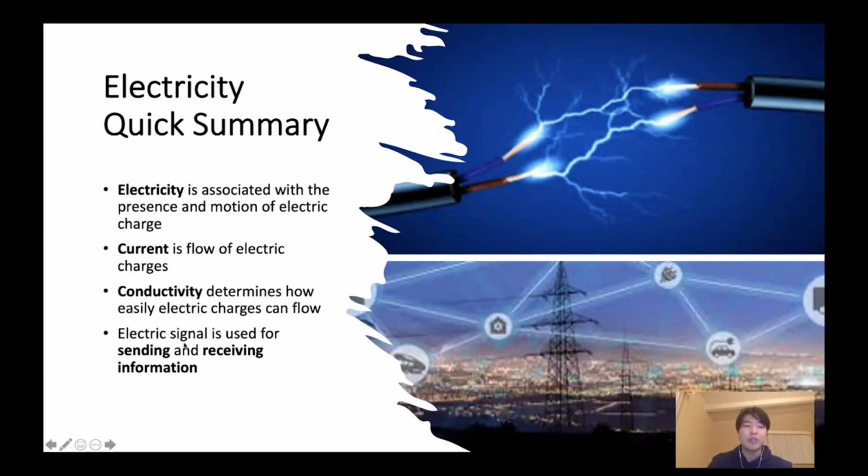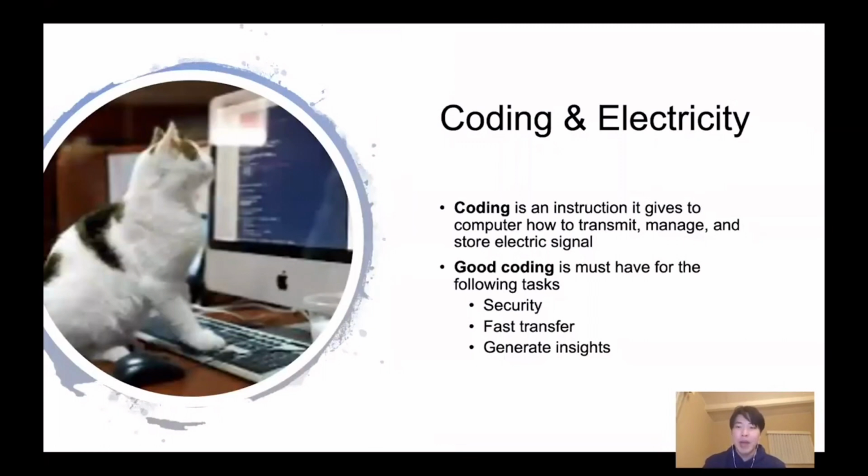And we said the reason why we study current or electricity a little bit is because this current can carry or send or receive information. And what's important about information? How do we communicate with machines or computers? By coding. That's why we have learned a little bit about electricity. Now, remember from last time, we said coding is what? An instruction that we give to computers on how to transmit, manage, and store electric signals. Now, what does that mean?